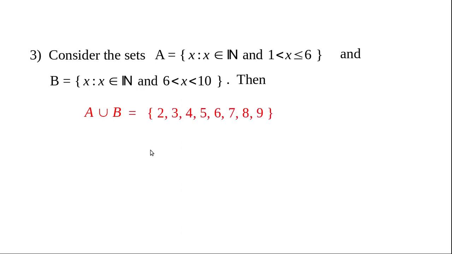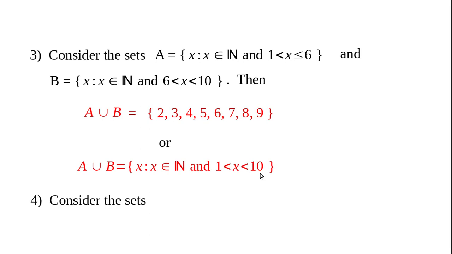Or in set builder form we can write: set of all x such that x belongs to N and 1 is less than x less than 10. It means all natural numbers in between 1 and 10. And the last example is this one.